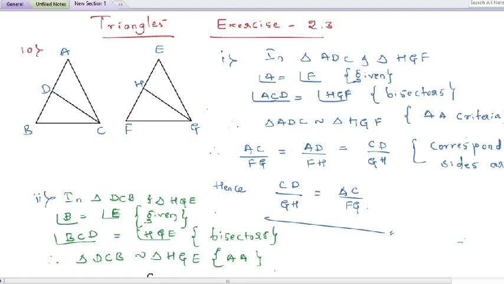Second one, triangle DCB is similar to triangle HGE. Third one, triangle DCA is similar to triangle HGF. So, this much is asked. So, we will start.